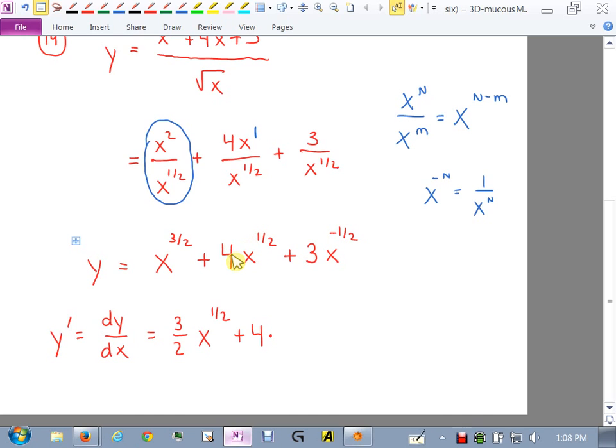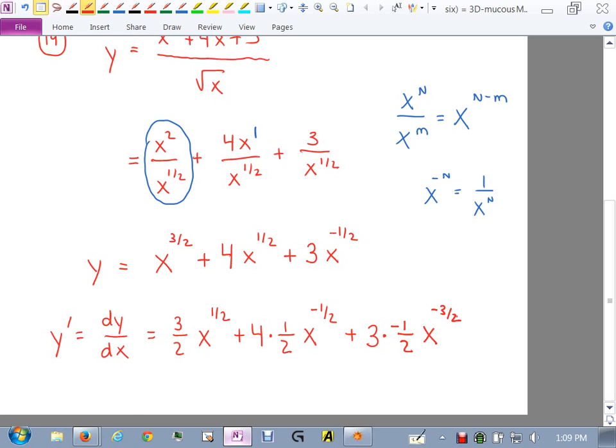This comes out 1/2, right? That'll hit the 4 and become a 2, yes. X to what power? Negative 1/2, because you subtract 1 from a half. Then plus 3 times, now do the power rule here. So the negative 1/2 comes out in front. X to subtract 1 from negative 1/2. Careful there. Negative 3/2. Good.